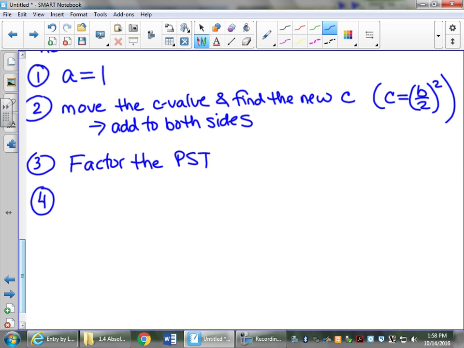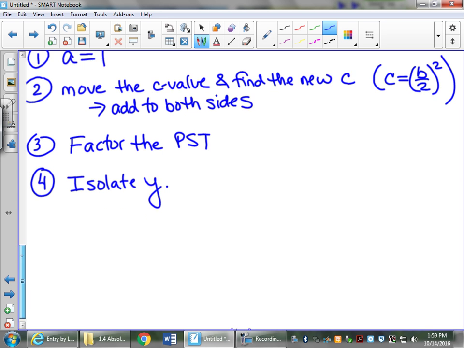And the final step, at this point, we would need to re-isolate the y, because y won't be isolated anymore because of what we were doing in steps 1 and 2. So we'll have to make sure we get the y value by itself at the end.